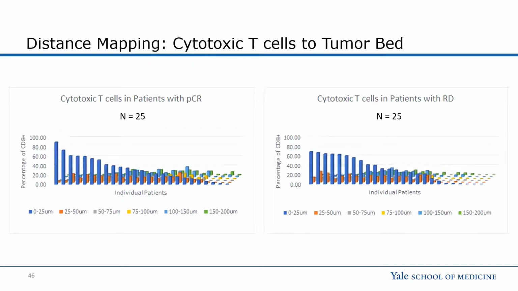Now, when we put all of this together with all of our patients, we once again see the individual patients on the x-axis, the percentage of CD8 positive T cells on the y-axis, and the ranges in the rows. We can see for both the patients with PCR and those with residual disease that, again, most of our cells are within 25 microns of the tumor bed. And then also, once again, the number of CD8 positive cells is fewer in the residual disease patients than in those who had a very nice response with the PCR.